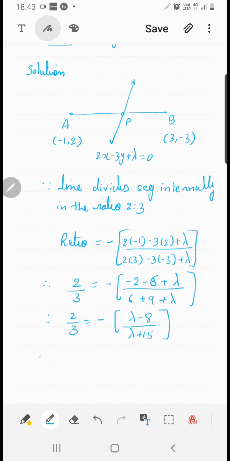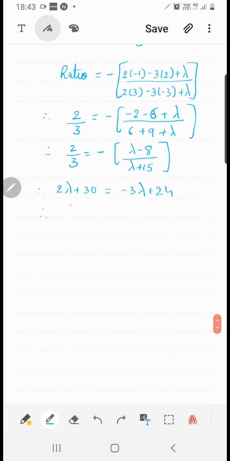Let's do one thing, let's cross multiply. What I get is 2 lambda plus 30. If I take minus inside, I get minus 3 lambda plus 8 3s are 24. If I adjust the terms, what I get is 5 lambda is equal to 30 on that side, I get minus 6. So the value of lambda is equal to minus 6 by 5.